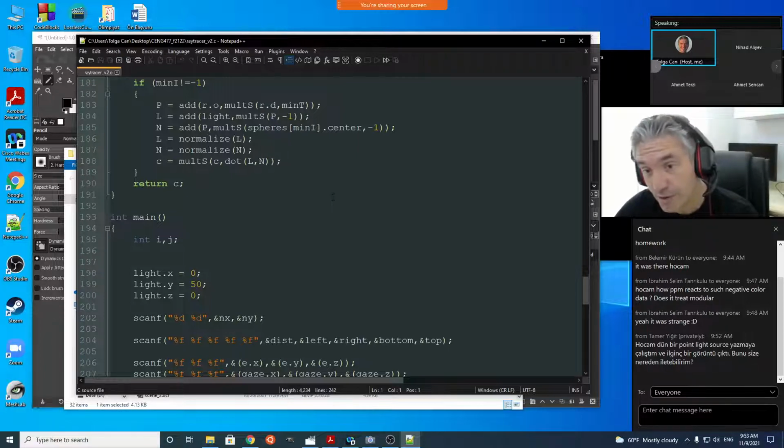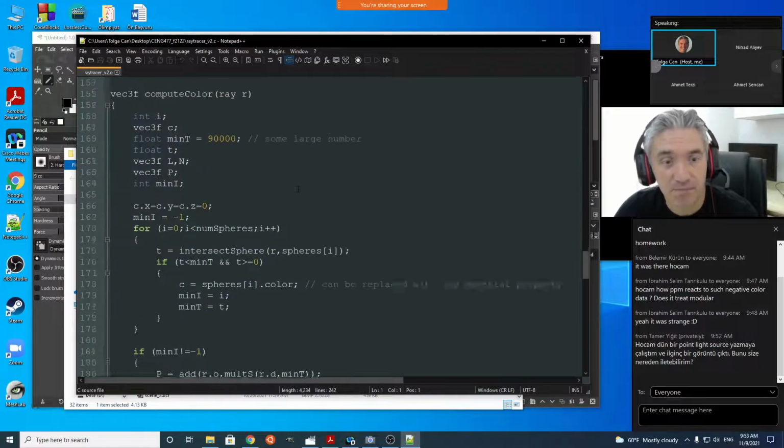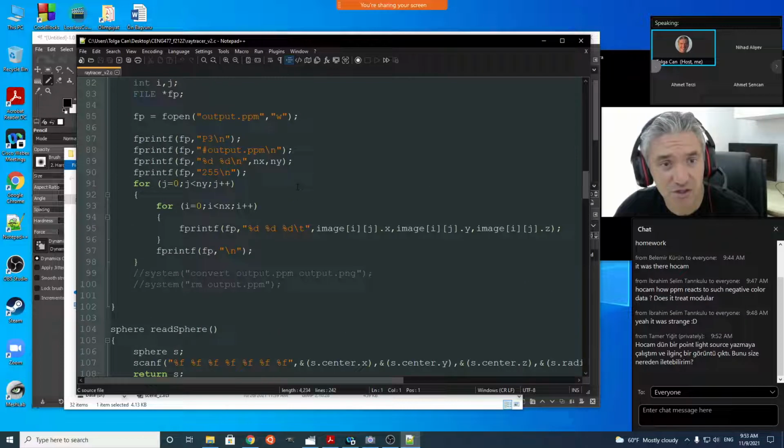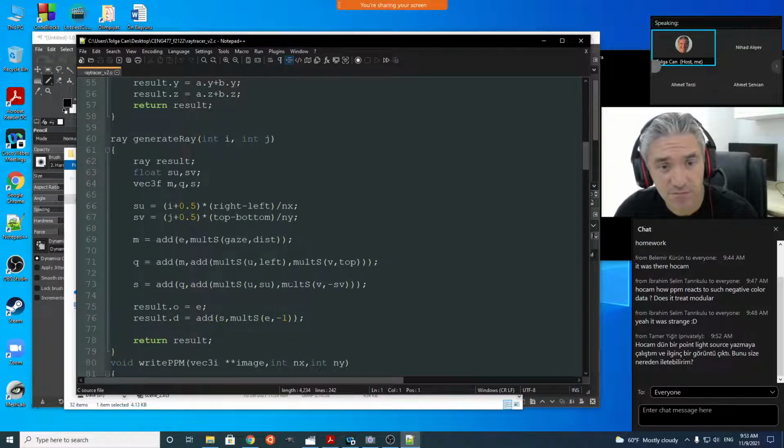Oh, by the way, you can reuse parts of this code we did in class that I shared on the class site. So that is allowed in the assignment. For example, the write ppm part or generate ray, it will be okay if you just take this generate ray function as it is.